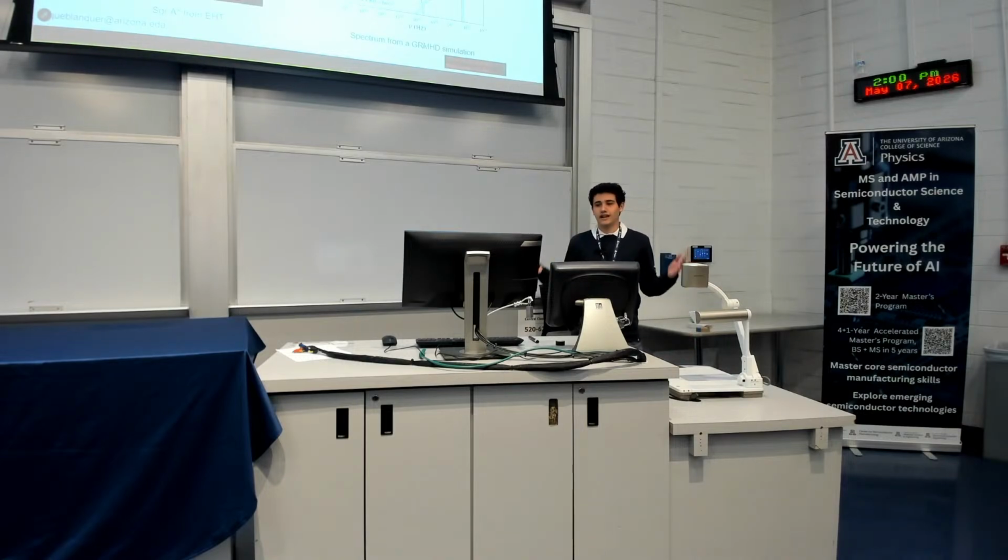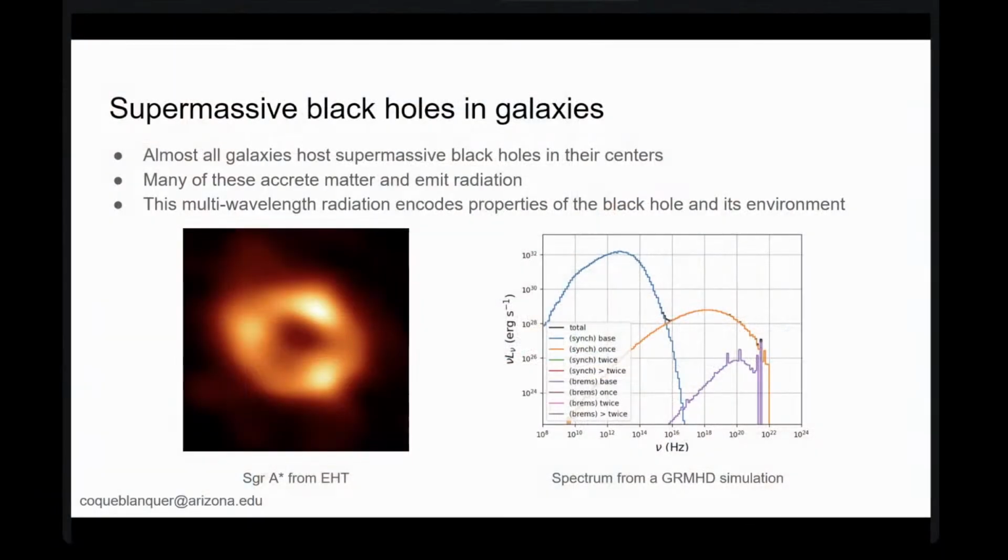Almost all galaxies host supermassive black holes in their centers, and many of these black holes are actively accreting matter and thus emitting radiation in this process. This multi-wavelength radiation can encode a lot of properties and information about the black holes and their environments. For example, up here, we can see the first ever image of a black hole, Sagittarius A*, taken by the Event Horizon Telescope. And here we can see a spectrum of a simulated GRHD simulation of this Sagittarius A* black hole. We can see that it includes information from all the electromagnetic spectrum.